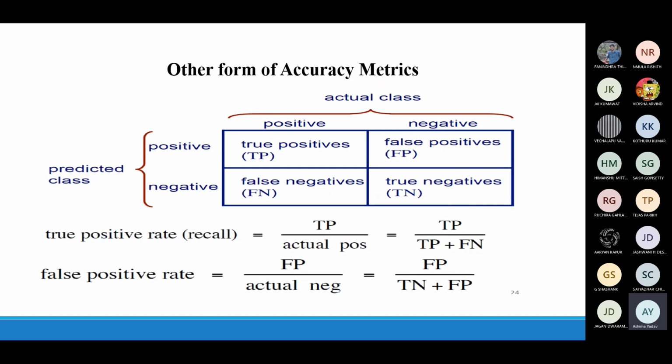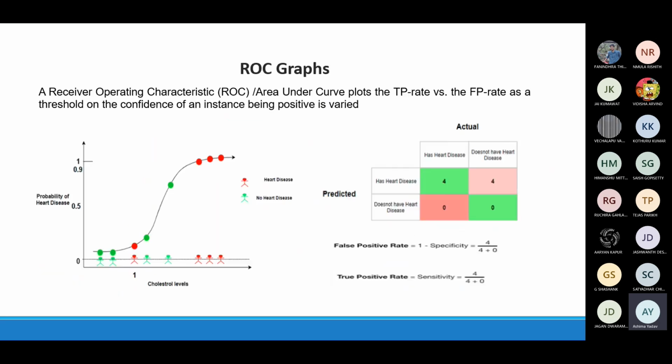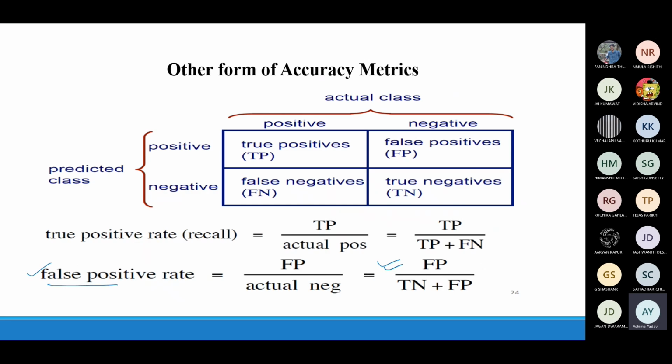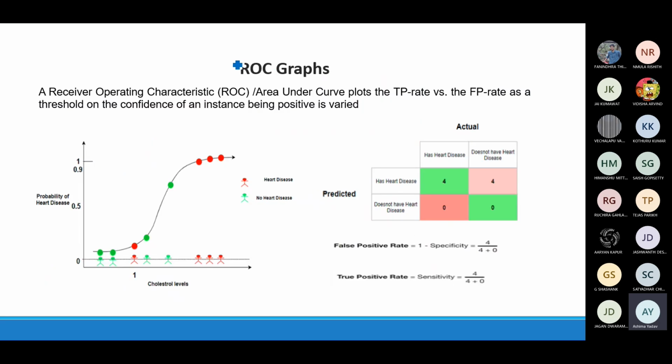Now, as I said, apart from that we can have various other rates also, like we can calculate the false positive rate. This is the formula. Then you can go ahead and calculate various other metrics also, to see how exactly your model is behaving. Now next is the ROC graphs.